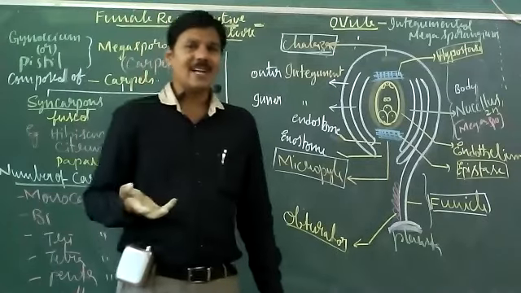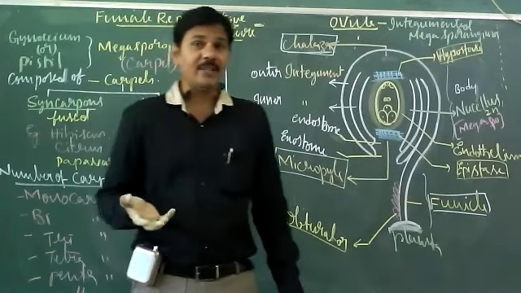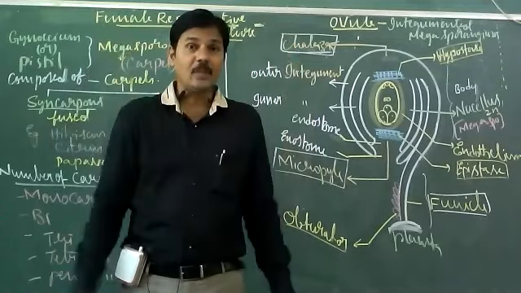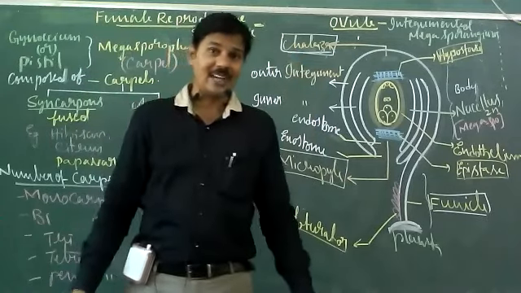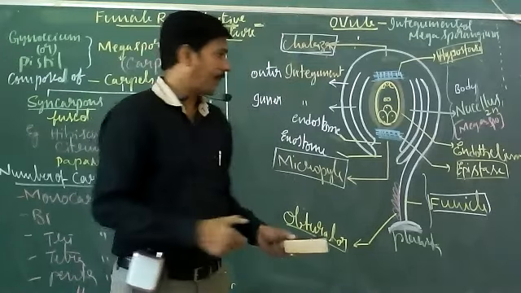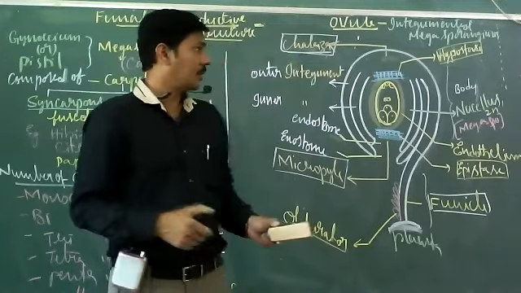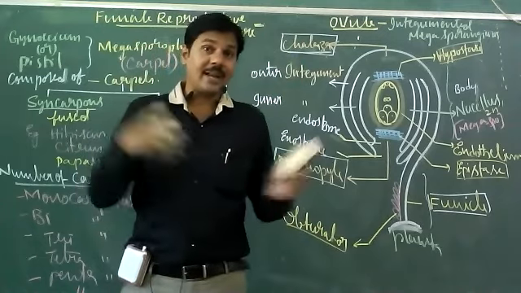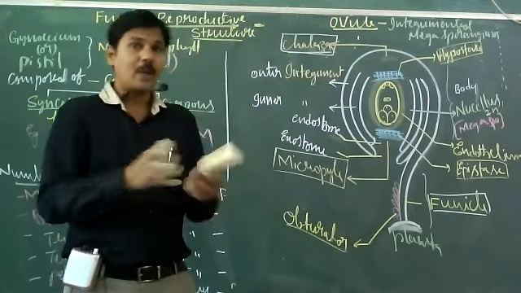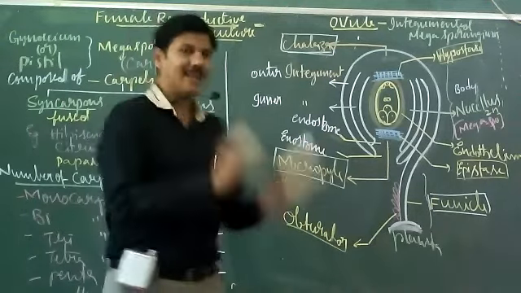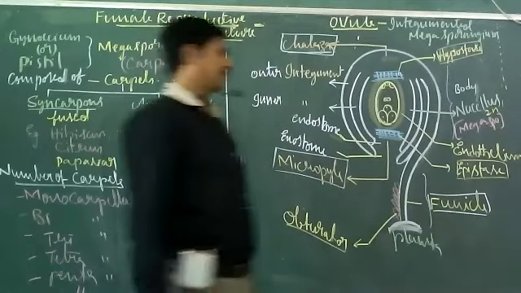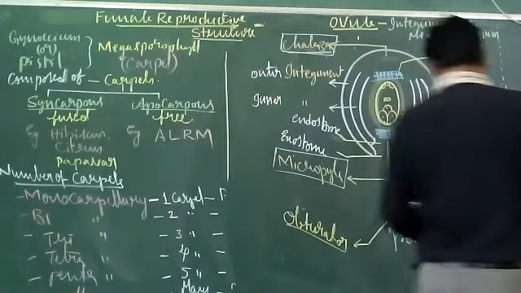What is chalaza? Chalaza is the point from where the integuments arise. Or otherwise we can say, it is the point where the nucellus and integuments fuse and come in contact. So integuments arise from a point called the chalaza. Still two more points are there.